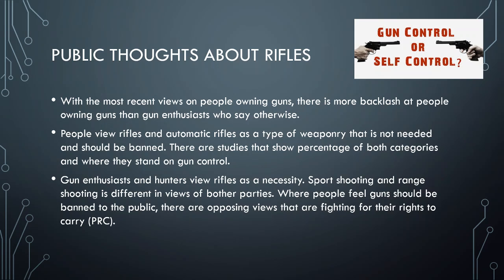Public thoughts about rifles. With the most recent views on people owning guns, there is more backlash at people owning guns than from gun enthusiasts who say otherwise. People view rifles and automatic rifles as a type of weaponry that is not needed and should be banned. There are studies that show a percentage of both categories and where they stand on gun control. Gun enthusiasts and hunters view rifles as a necessity. Sport shooting and range shooting is viewed differently by both parties. Where people feel guns should be banned to the public, there are opposing views that are fighting for the right to carry.